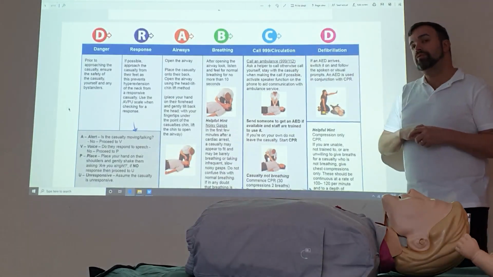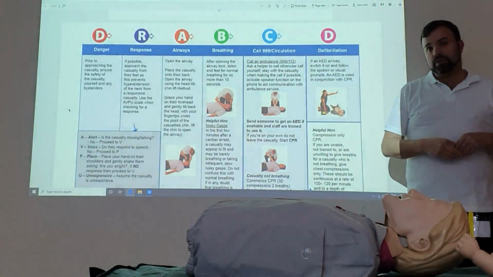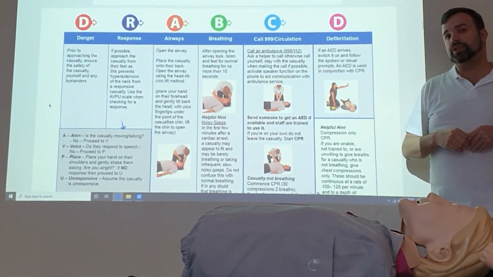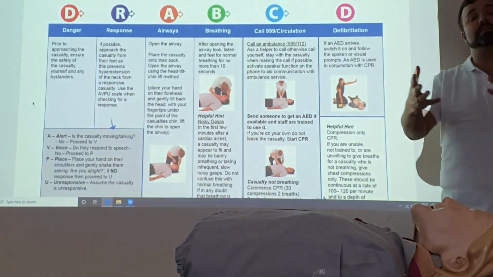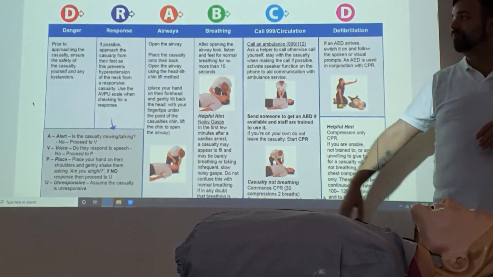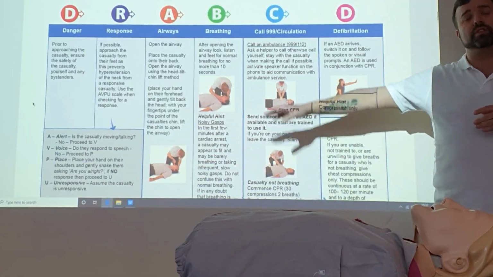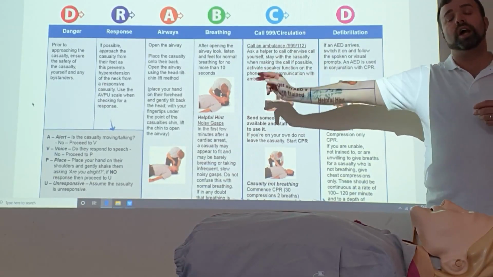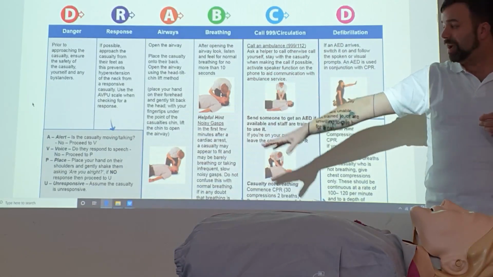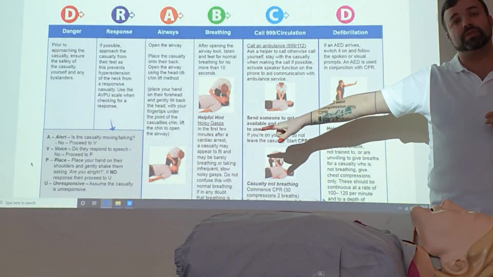So let's just run through the acronym DR ABC. So danger, am I or the casualty in any danger? So we need to look around. There must be a reason why this person is on the floor or unconscious. Response, so we're looking at levels of unconsciousness called the Glasgow Coma Scale. And on the left-hand side, you'll see the acronym AVPU for alert, voice, pain, and unresponsive.